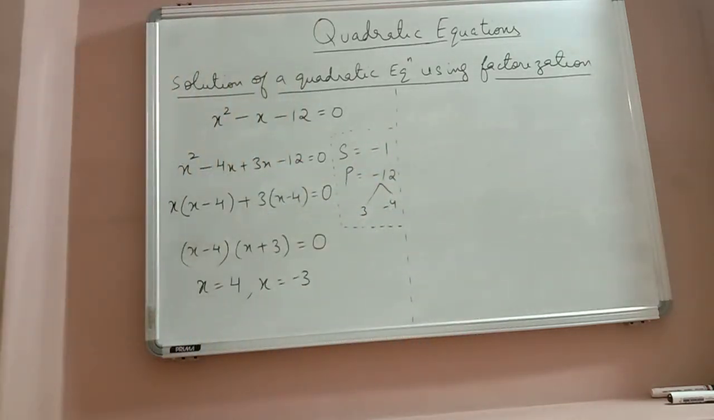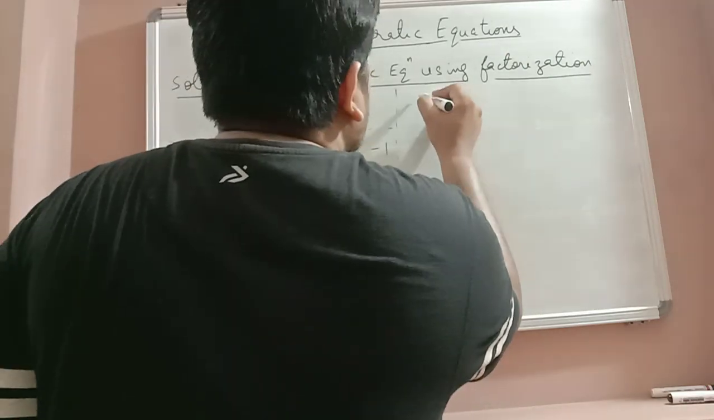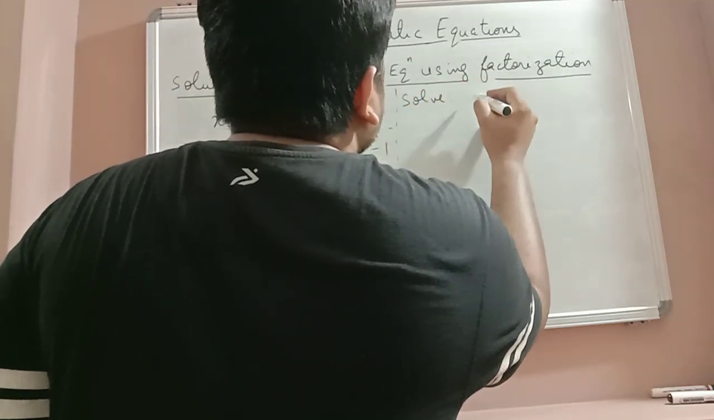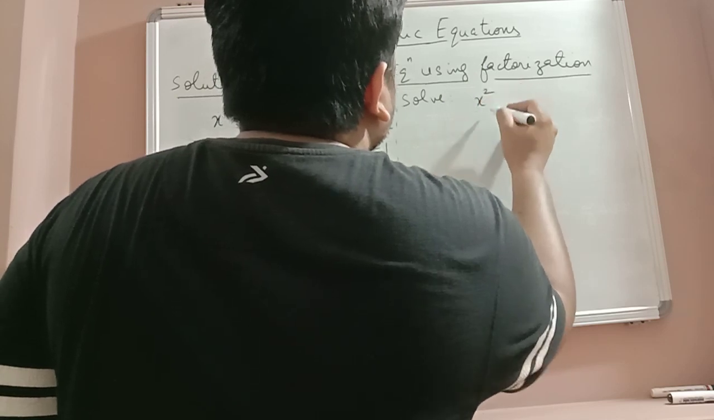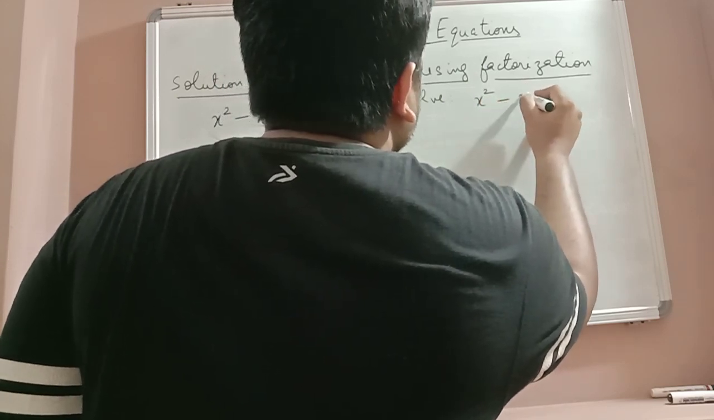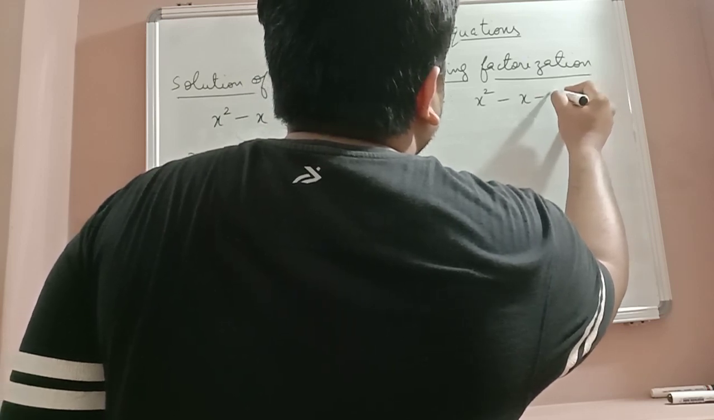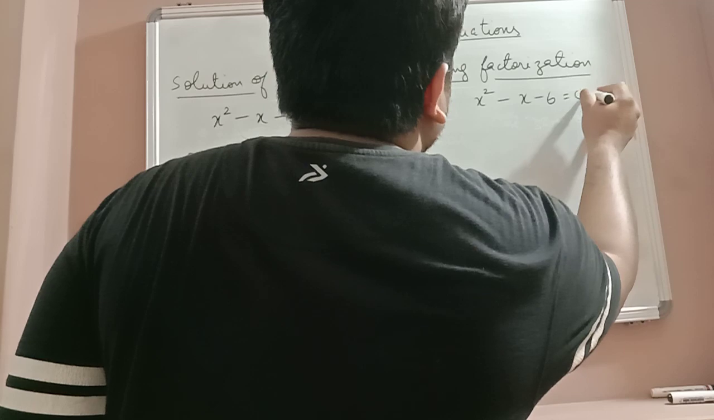Let's take up another example. Let's try to solve x square minus x minus 6 equals to 0.